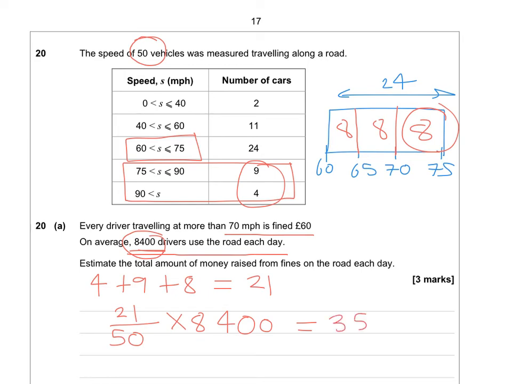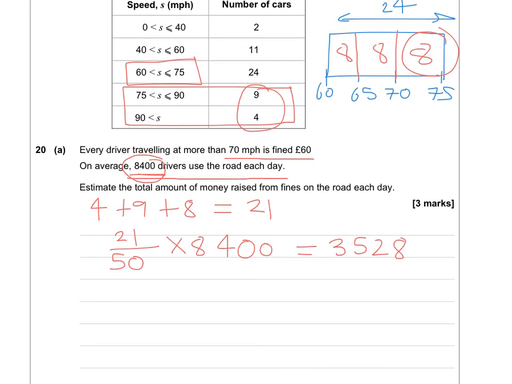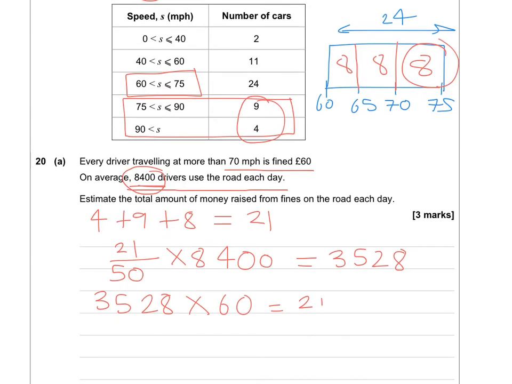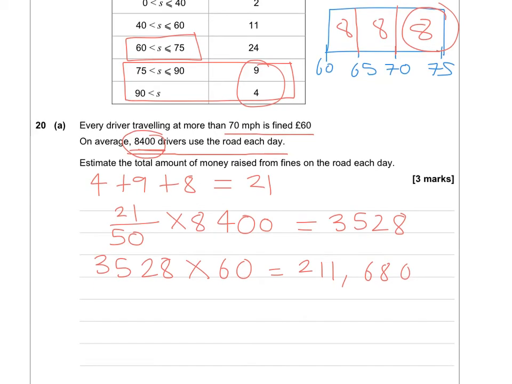That's 3,528. We need to work out how much of a fine they would get. So that's 3,528 multiplied by 60. And that comes to £211,680.